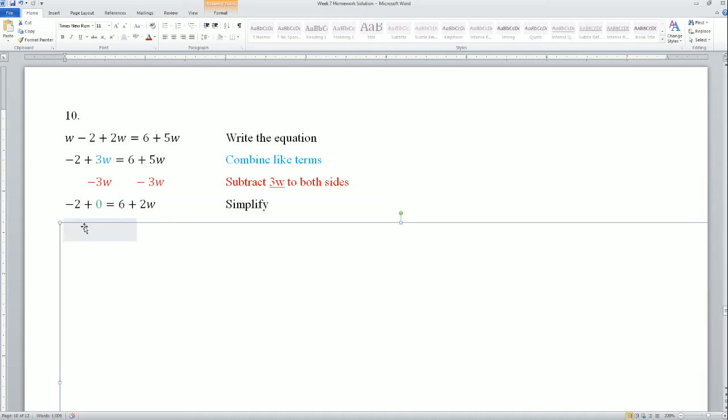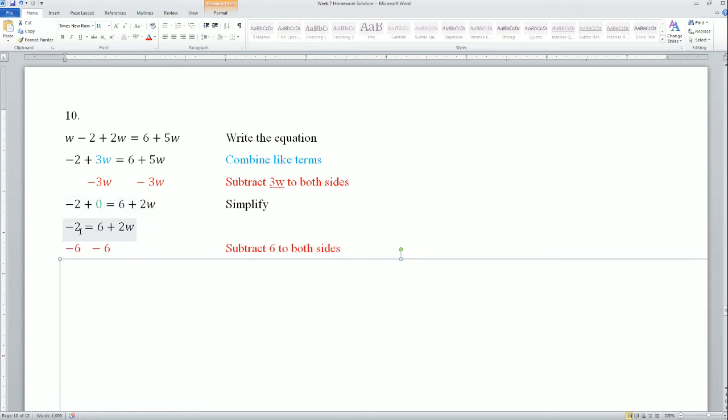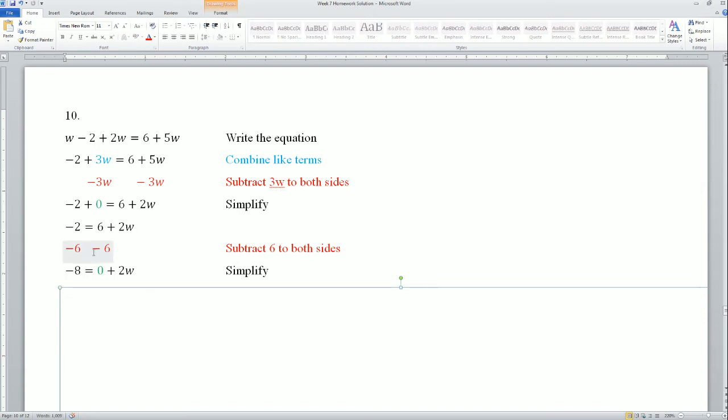On the left hand side, I have 2 plus 0 equals to 6 plus 2w. In that process, I can get rid of the 0 because it's nothing. Subtract 6 to both sides because I am working with the most outward thing. In that process of subtracting 6 to both sides, I have a negative 8 on my left hand side. I have a 0 plus 2w on my right hand side.